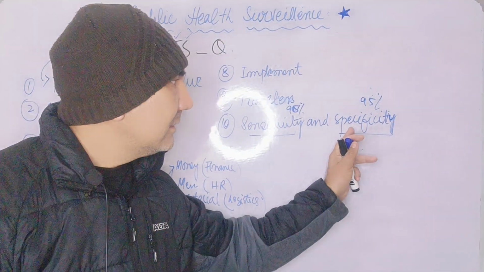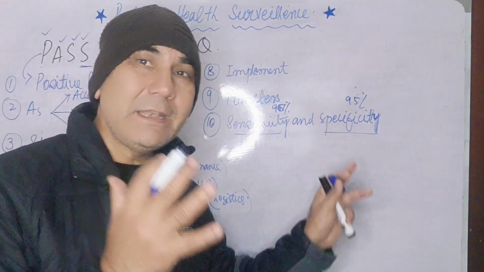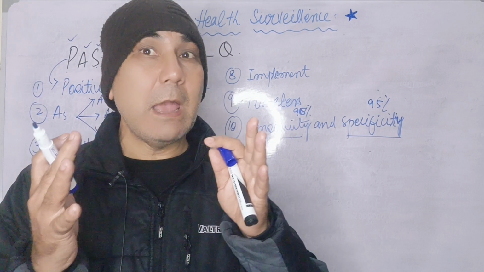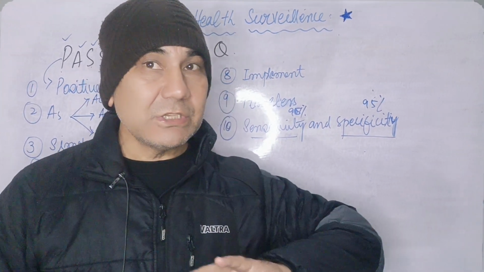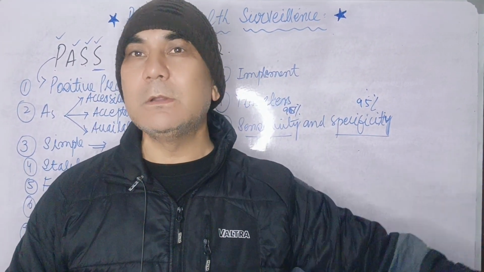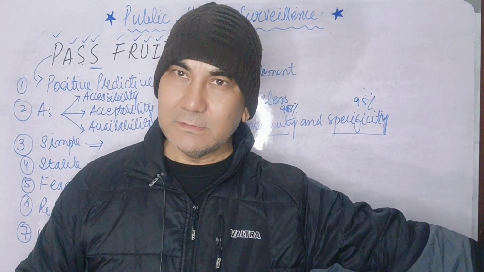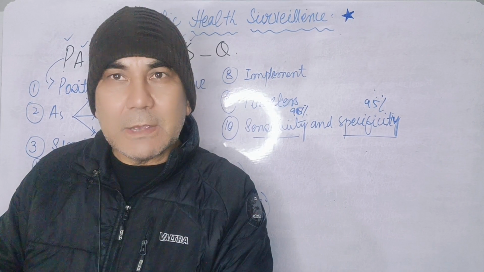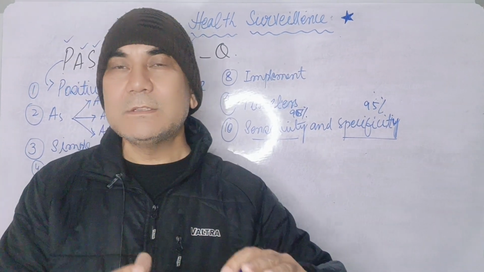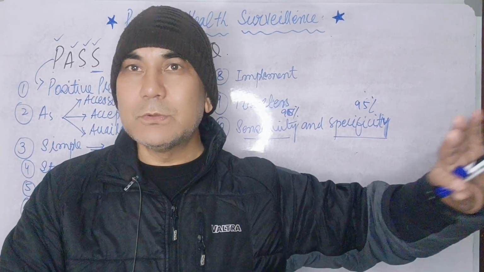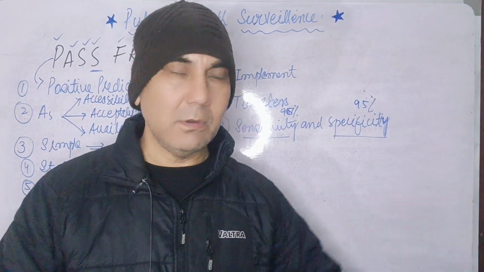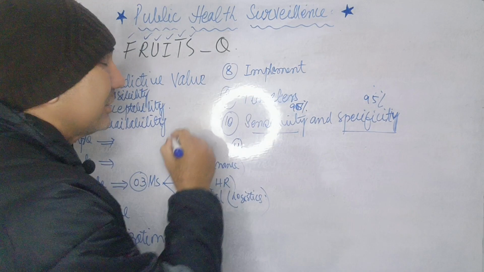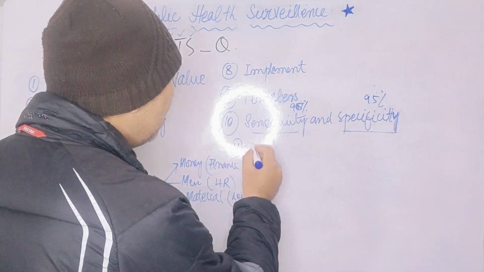If the specificity of any screening test or surveillance system is 95%, it is the ability of that test to exclude the 95% of people who do not have the disease. So sensitivity is to capture those who have the disease, and specificity is to exclude those people who do not have the disease. Okay, now the next characteristic of the surveillance system is the Q.